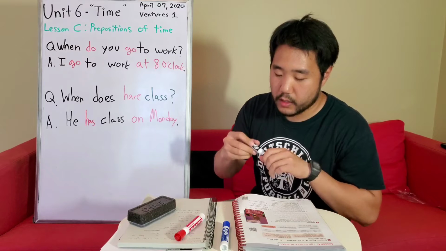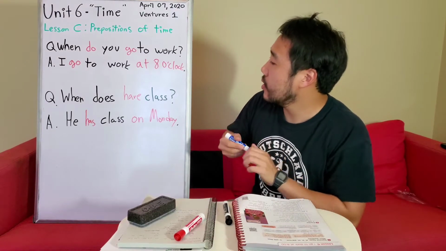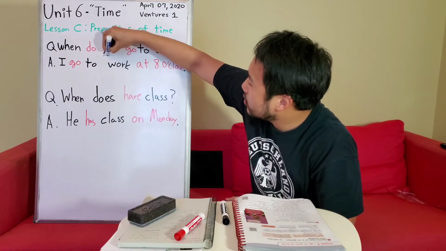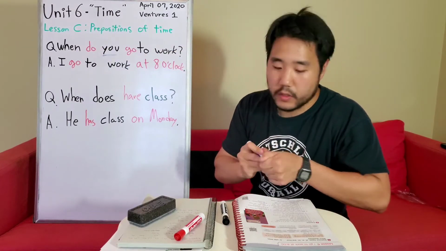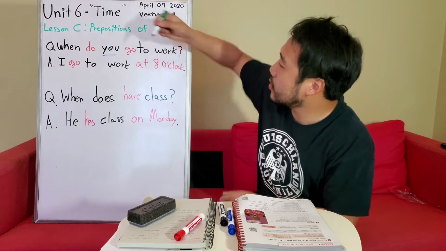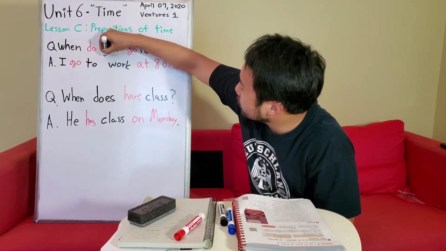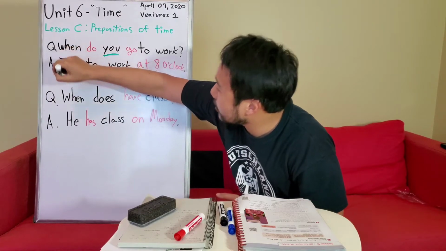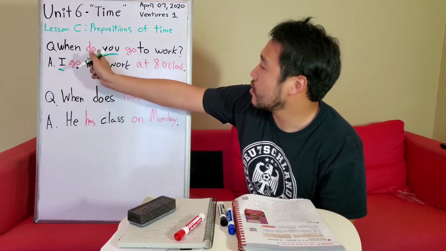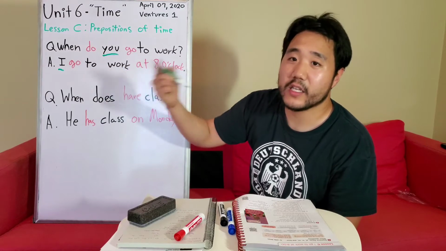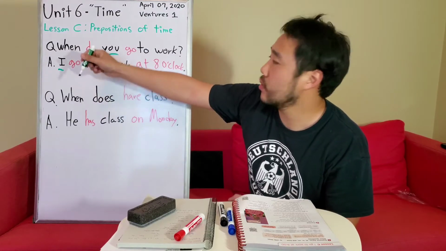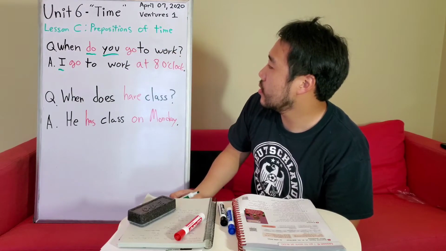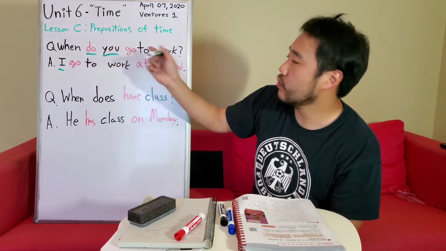Here, you need to see the subject pronoun is you. When we answer, it'll be I. And since the subject pronoun is not he or she, we use do. So, when do you go to work?